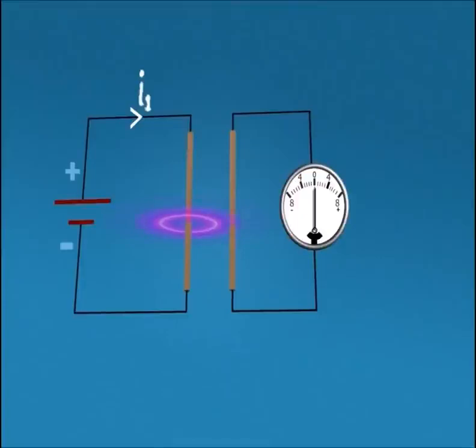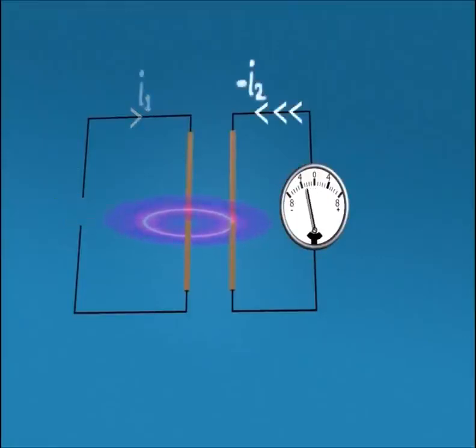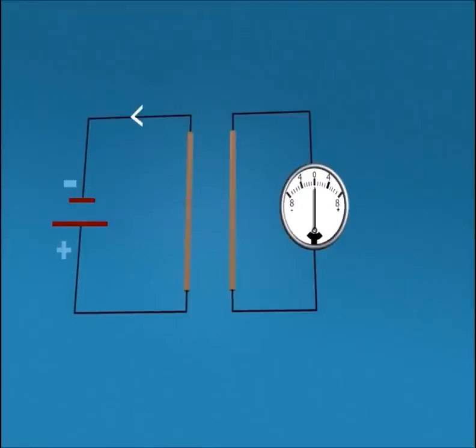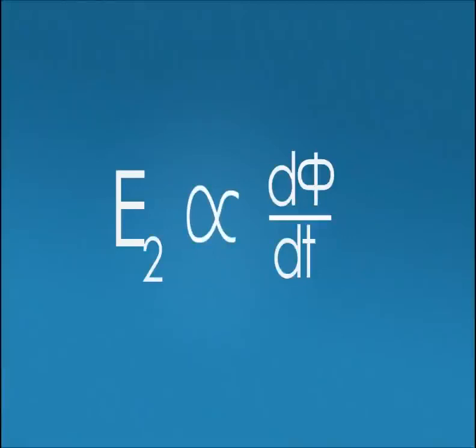Further, we can also see that EMF is again induced in the second conductor when we remove the battery. This is because of the reduction in flux density around the first conductor, and the second conductor tries to oppose this change in flux as per Faraday's law of electromagnetic induction. The magnitude of EMF induced is given by E2 is directly proportional to dφ/dt.